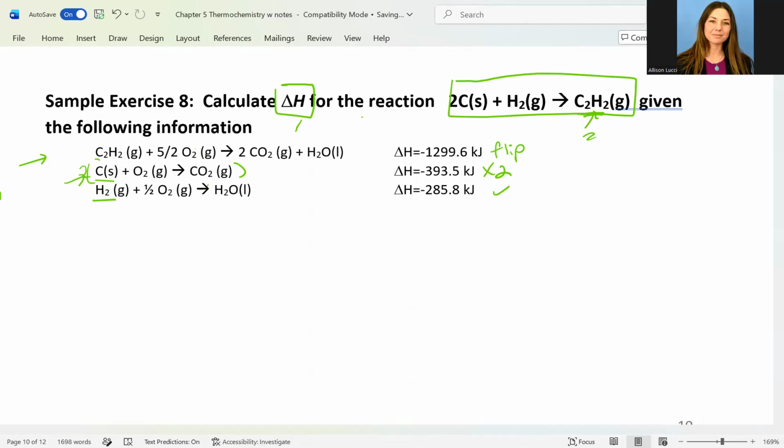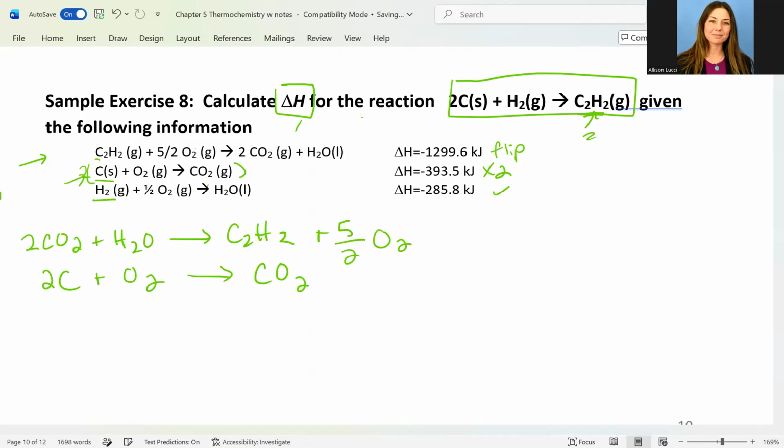So if I flip the first equation, I'm going to have 2CO2 plus H2O will yield C2H2 plus 5 halves O2. And then for my second equation here, I'm going to have 2 carbon plus O2 will yield CO2. Oh, so we need to double these, right? So everything was multiplied by 2. And now in my last equation, I'm just going to leave that alone. So I just have H2 plus 1/2 O2 yields H2O.